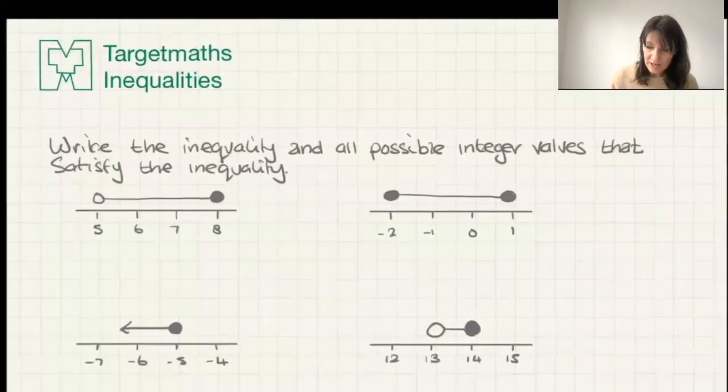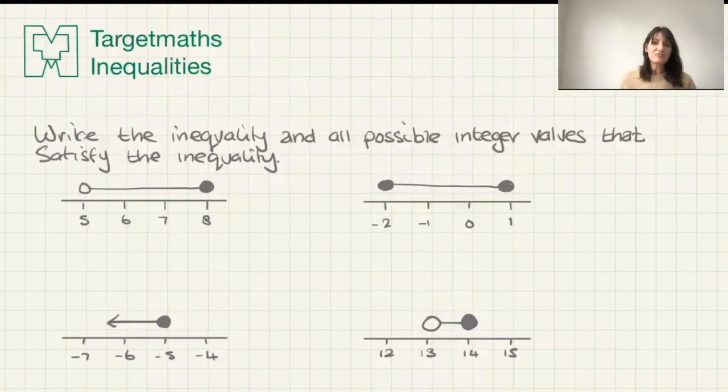Okay, so we are going to look at writing the inequality and all possible integer values that satisfy the inequality. And that sounds like it's going to be something that's really tricky, but it's just not, okay? It really isn't difficult. So we've got to take in what we've got. So we've got a filled in circle over the 8. So we know that our inequality is going to have that extra line and it equals with it. And here it does not.